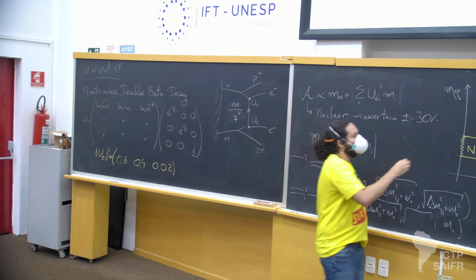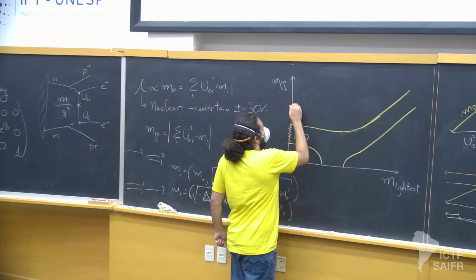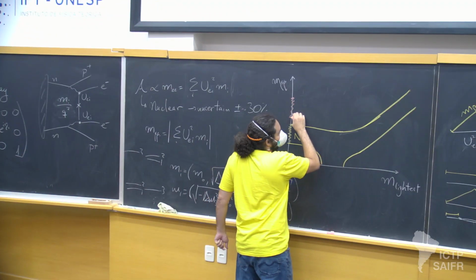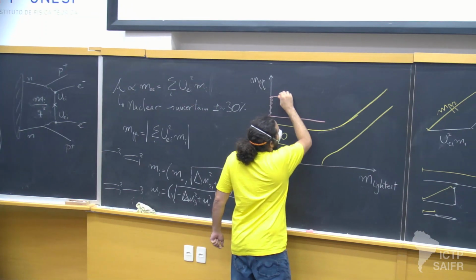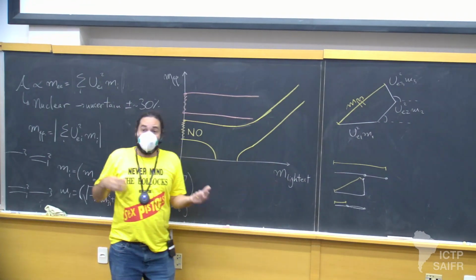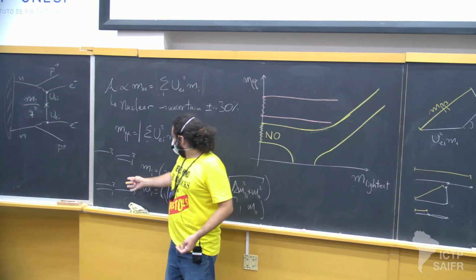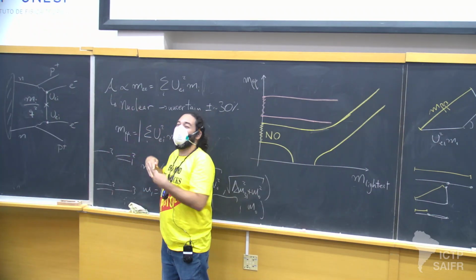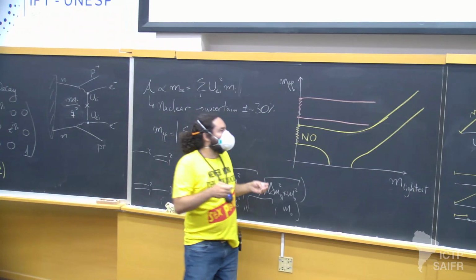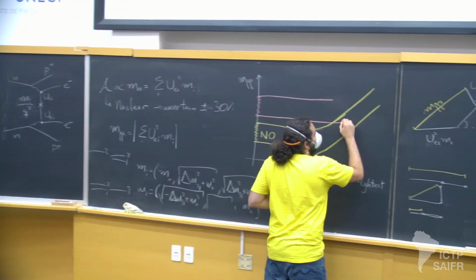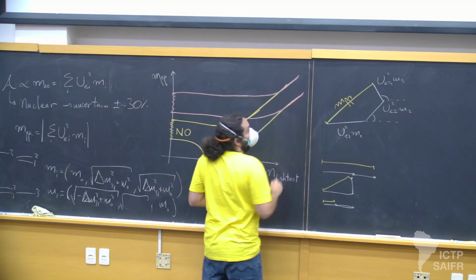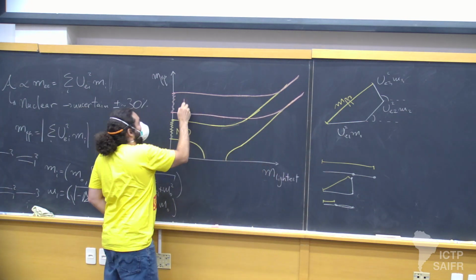So for inverted ordering, you start with some allowed region, and as you vary m lightest, you do this. And eventually, if m lightest is very large, these masses get really close by, and it really doesn't matter who is the lightest or who is the heaviest. So you don't see any difference, for this process, between normal and inverted ordering. Okay? So this is inverted ordering.